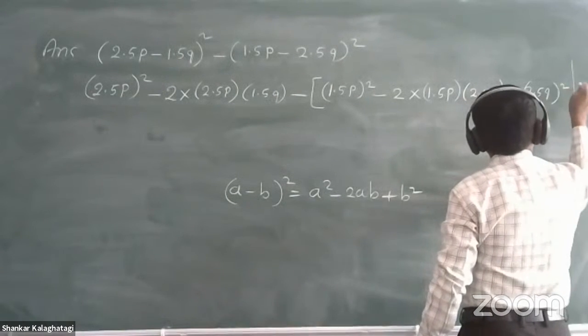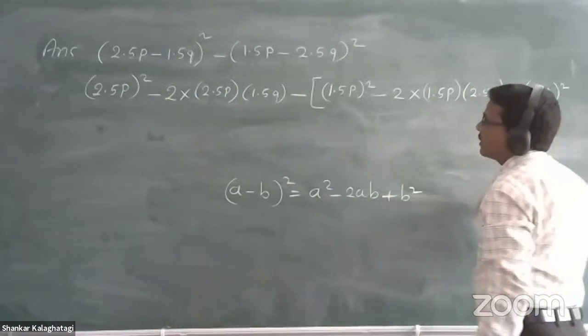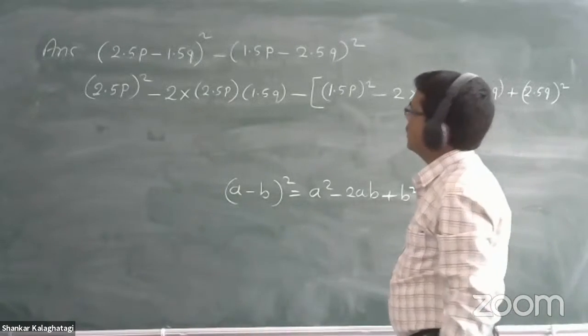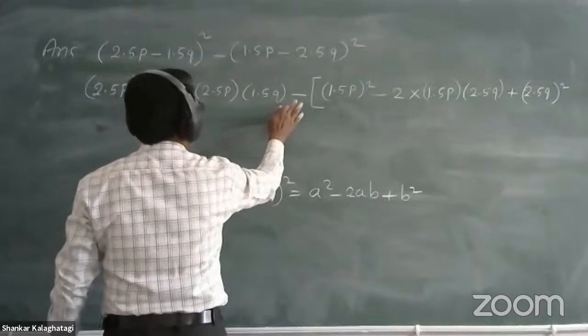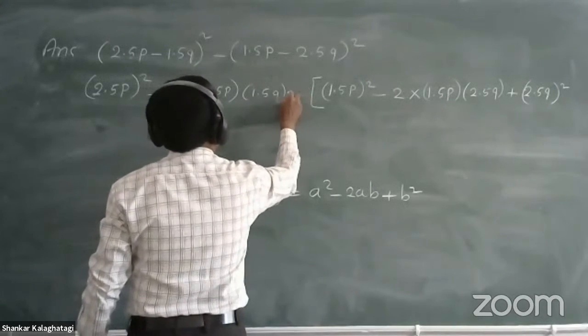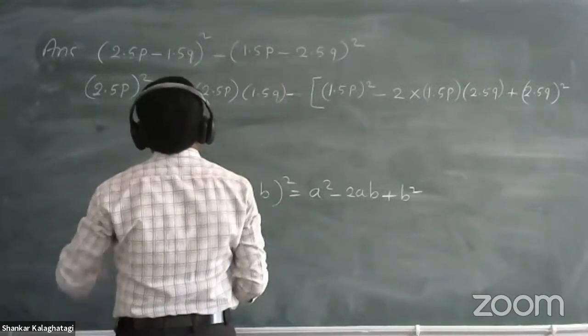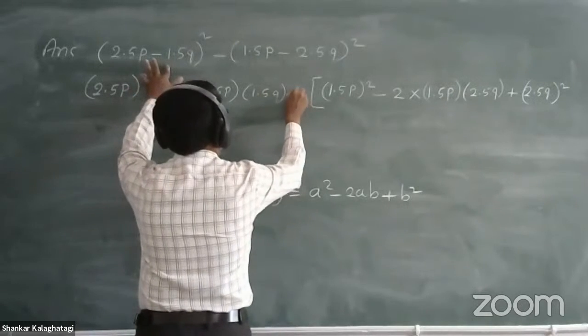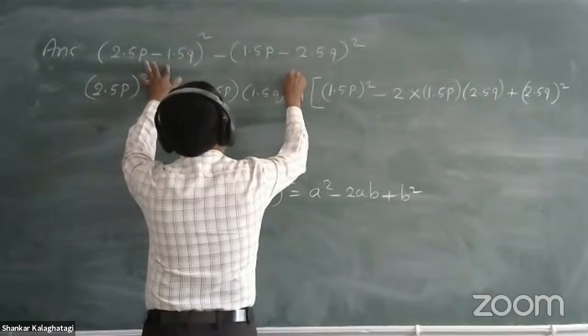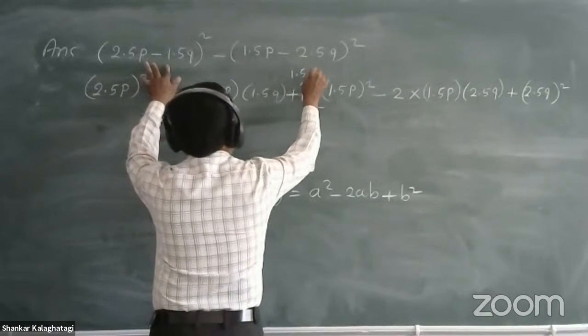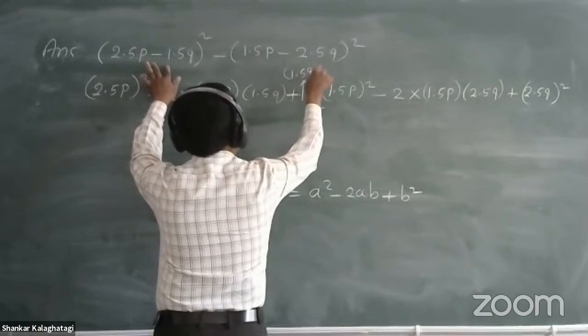Sir, here first you did not write b square. Where did I not write it? Yes, here b square did not come. Okay, I'll write here, no minus, plus. I'll write it here, adjust a little. (1.5q)² correct.